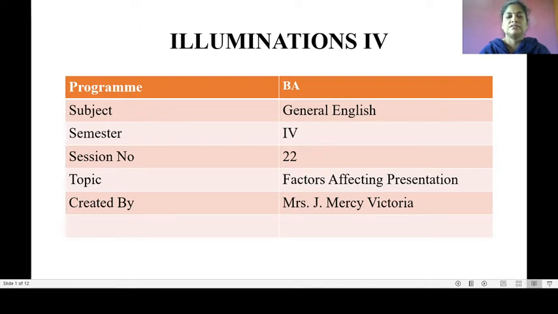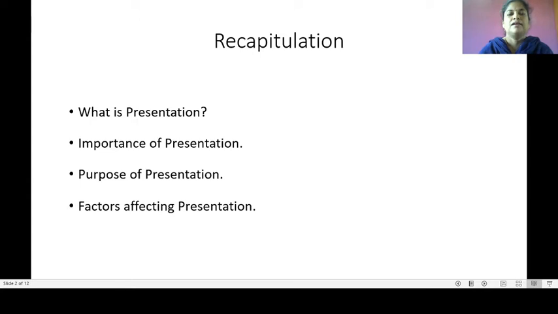In this session, we are going to see about factors affecting presentation. I am Mercy Victoria, Assistant Professor of English, Government First Grade College, Kanakpura. In the previous session, we saw what is presentation, importance of presentation, what is the purpose of presentation, and factors affecting presentation.